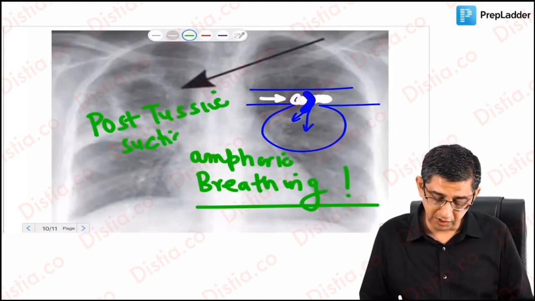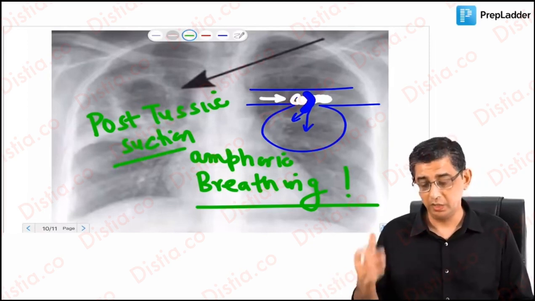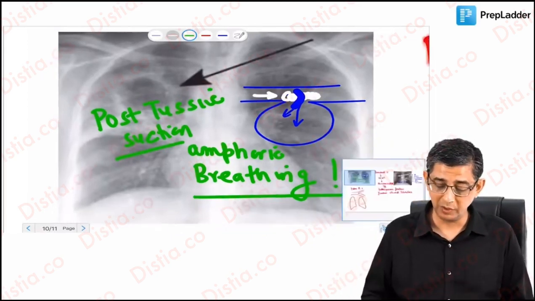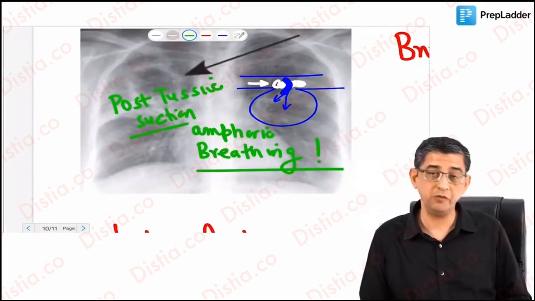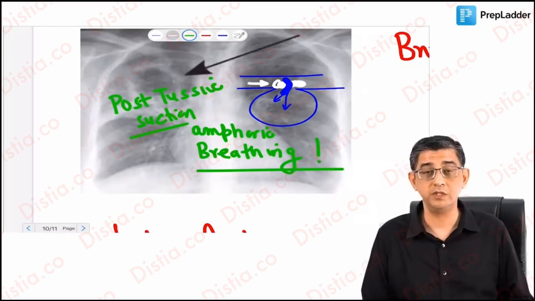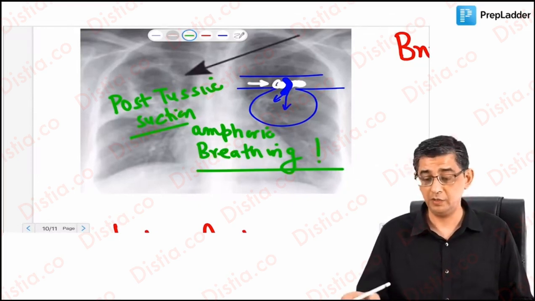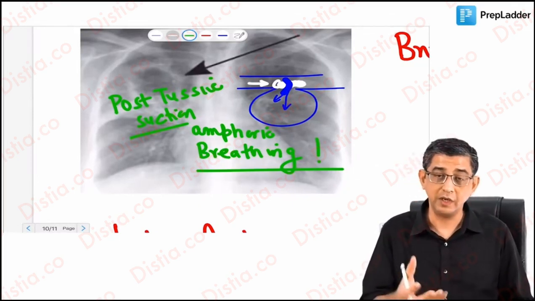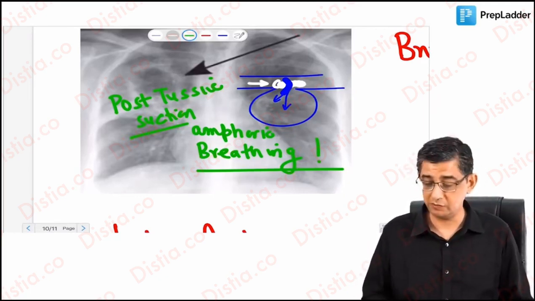So what I'm saying is that if you are not able to pick up a cavity on a chest X-ray, understandable, you can still remember these findings that I've highlighted. Two findings I've said with respect to a cavity: amphoric breathing and post-tussive suction. I repeat once again, amphoric breathing would be as if you're blowing over an empty bottle of Coke. Post-tussive suction, the name itself is explanatory. Post-tussive, after coughing, air is being sucked inside. So that's why I've drawn a thicker blue arrow here, the sudden gush of air into the cavity, which results in the sound called post-tussive suction.